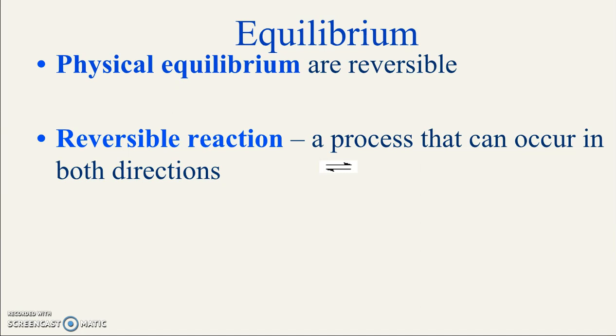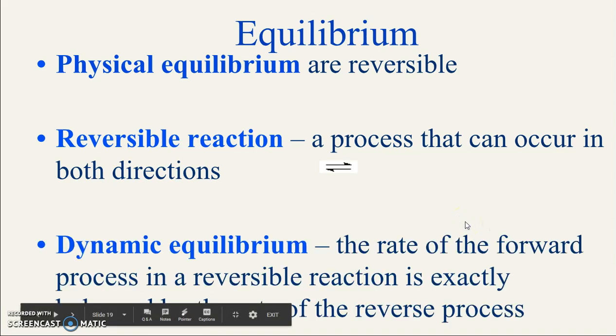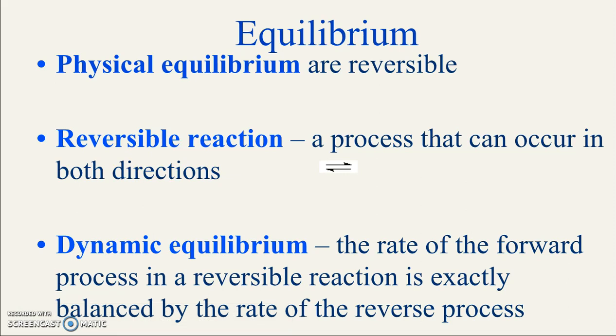A lot of the reactions that we see just have an arrow pointing in one direction, and that means that all of the reactants completely react to products. So you end up with 0 reactants left over and 100% products once they reach that end point. But most reactions in reality exist in a little bit of an equilibrium between the forward and the reverse process. So we end up with a dynamic equilibrium where the rate of the forward process in a reversible reaction is exactly balanced by the rate of the reverse process.